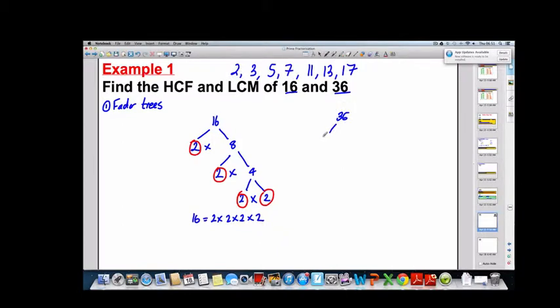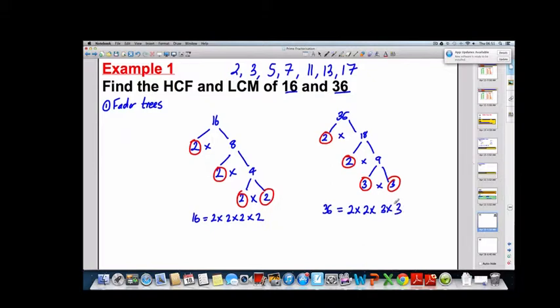And you do the same beside it for 36. Does 2 go into it? Yes, 18 times. Then you go, does 2 go into this? Yes, 9 times. Then you ask yourself, does 2 go into this? No. So you go to 3. Does 3 go into this? Yes, 3 times. So therefore, 36 is 2 times 2 times 3 times 3.